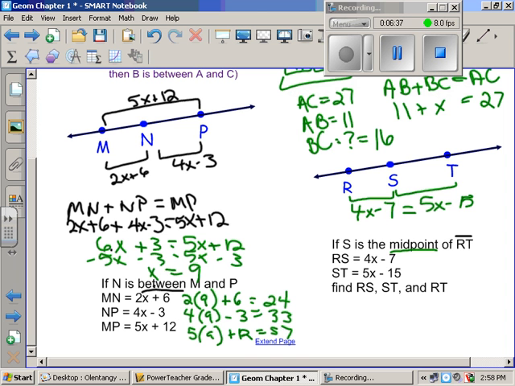And so I solve and I get x is equal to 8. And again, plug in: 4 times 8 minus 7 is 32 minus 7, which is 25. And because it's a midpoint, if RS is 25, then ST also has to be 25. And the two of them together make RT, which would be 50. All right? That's segment addition.